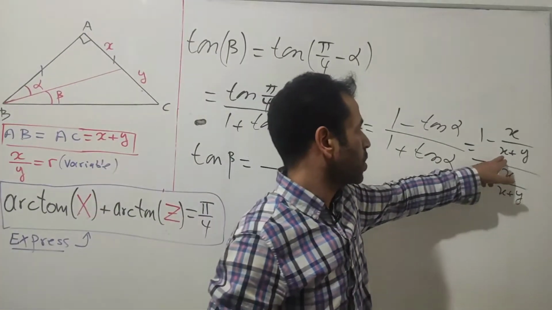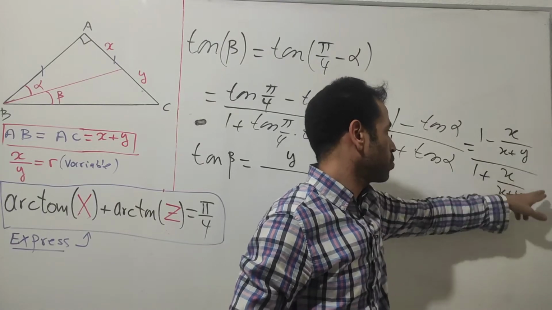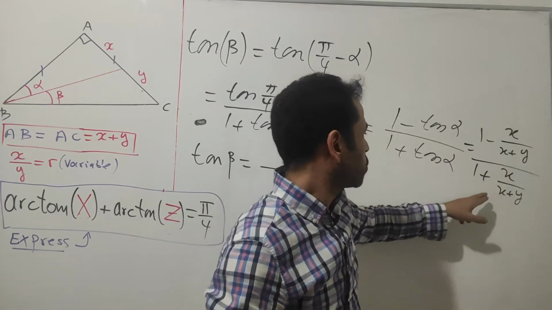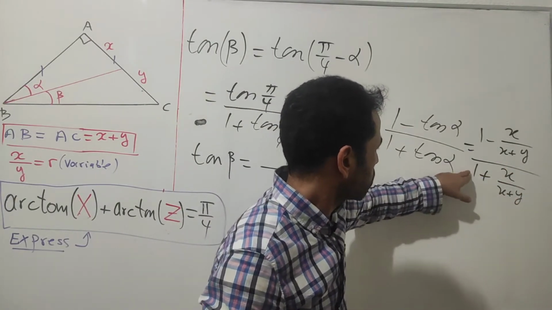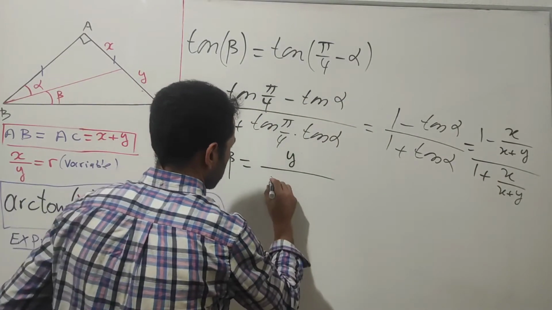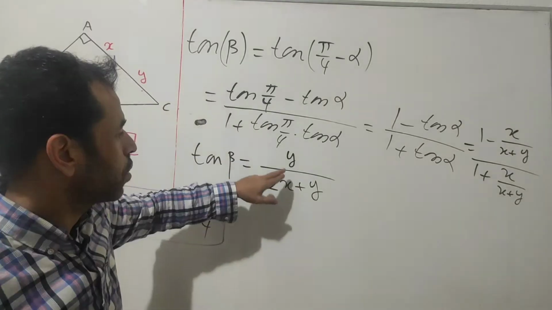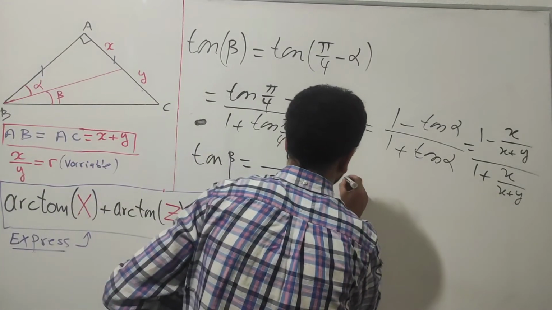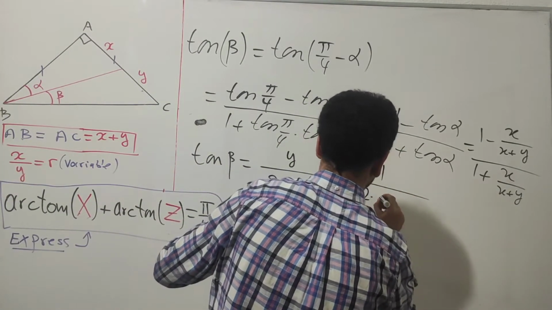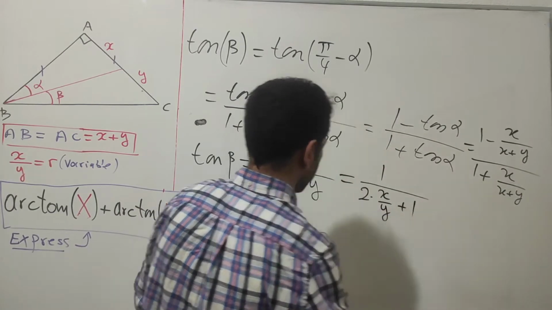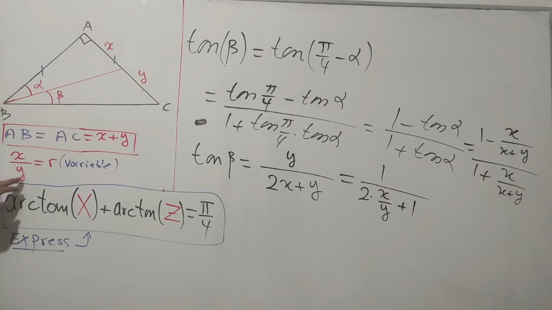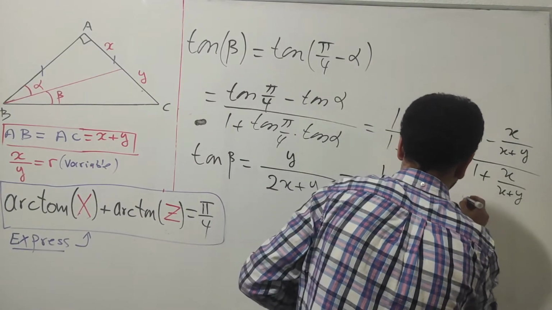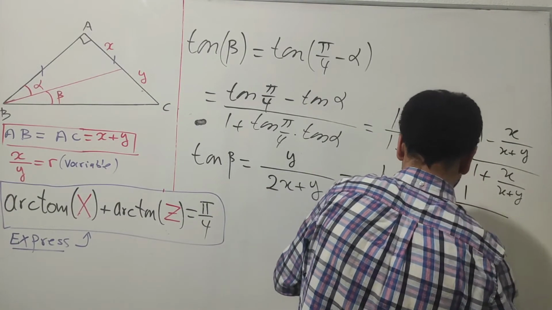At the same time, I'm going to cancel out x plus y from the numerator and denominator by multiplying numerator and denominator by x plus y. So I get rid of x plus y. In the denominator, I get x plus y plus x, which is 2x plus y. Then I simply divide numerator and denominator by y. So I get 1 over 2 multiplied by x over y plus the number 1. Since x over y equals r, I replace x over y with r here.